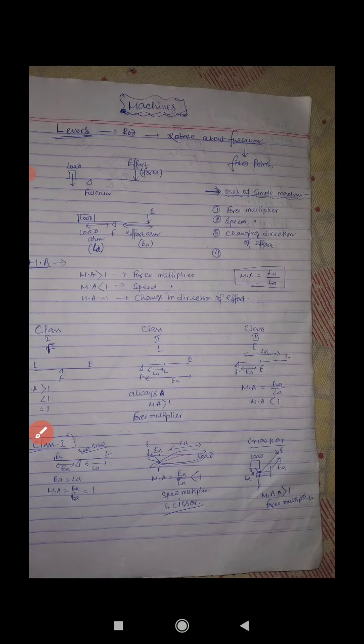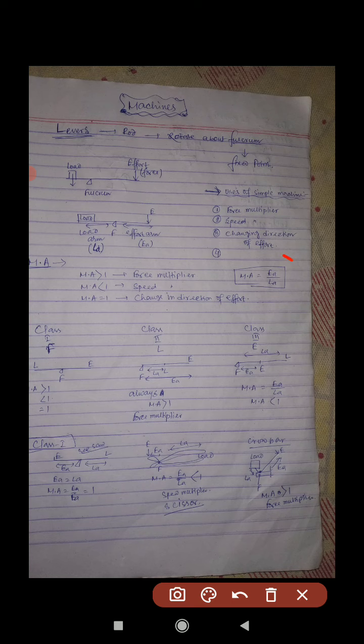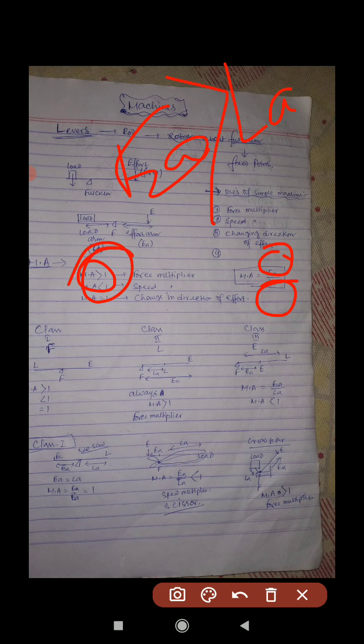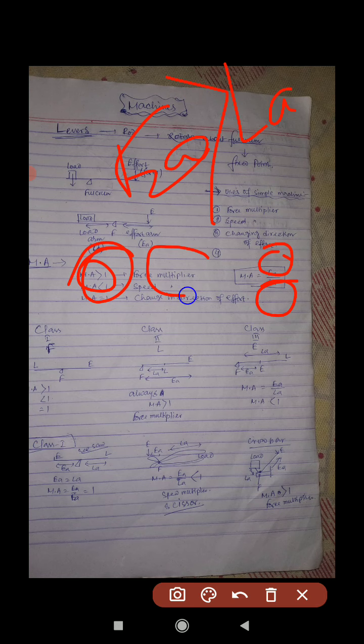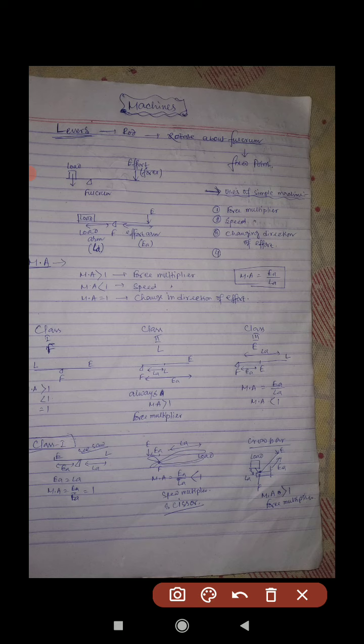If mechanical advantage is greater than 1, that is when EA, the effort arm, is greater than LA, the load arm, then the value will be greater than 1, and in that case the machine will act like a force multiplier. Understand? You know what a force multiplier is? It will change the direction of force, and with less effort it will do more work. That is called a force multiplier.